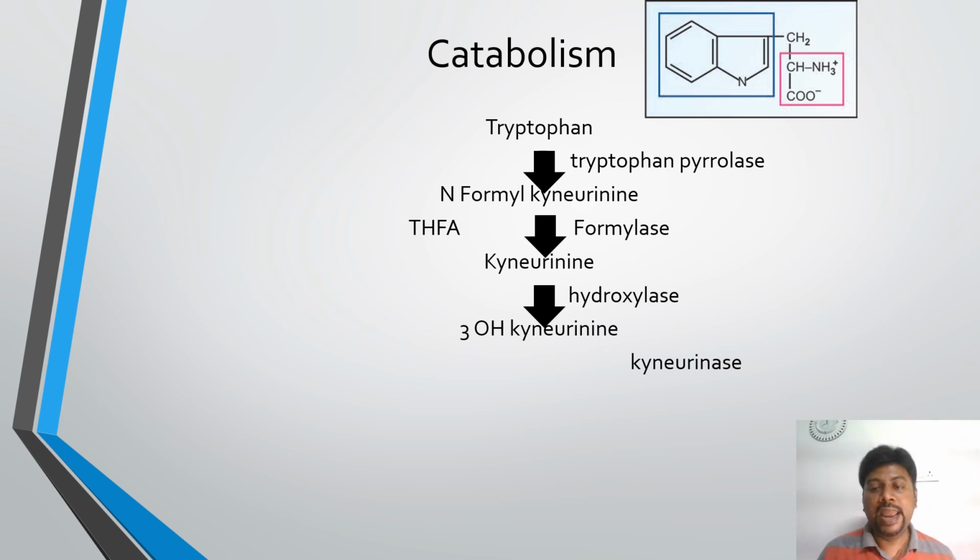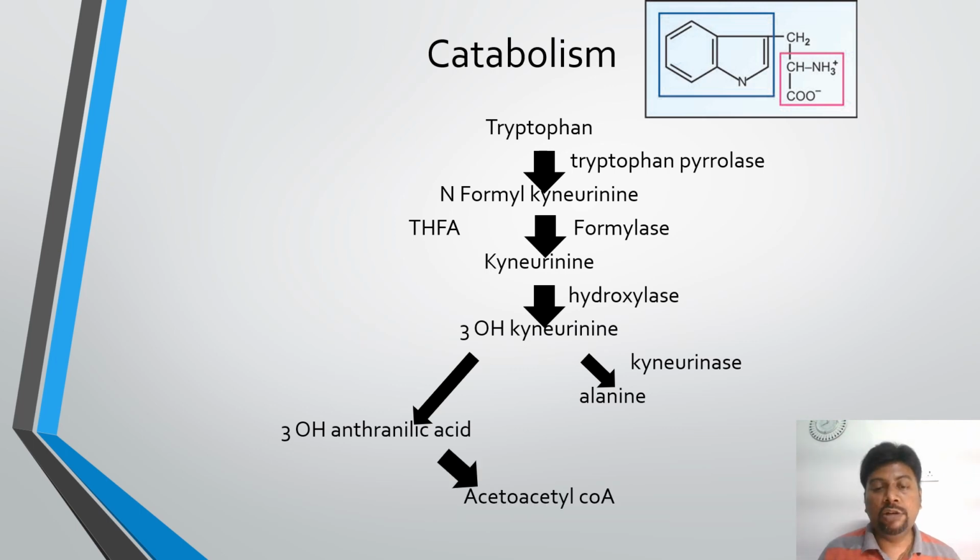Okay, so when it acts on it, it will break the 3-hydroxykynurenine into two compounds. One is 3-hydroxyanthranilic acid and the other one is alanine. Okay, in this, the 3-hydroxyanthranilic acid can be converted to acetoacetyl-CoA and it can be utilized for ketone body synthesis. Whereas the alanine, by a transamination reaction, can be converted to pyruvate and that pyruvate in turn can be utilized for gluconeogenesis. That is the reason we call tryptophan both glucogenic as well as ketogenic in nature. Okay, so this is how tryptophan is catabolized in our body.